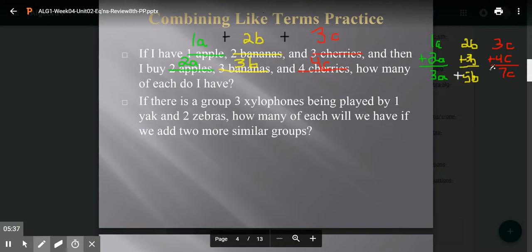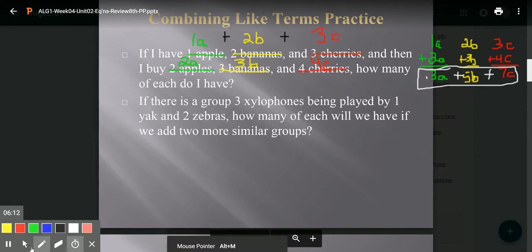And since we have all of these things, apples and bananas and cherries, we can put the plus signs between them, but then we don't combine them. 3 apples plus 5 bananas is not 8 bananas. 5 bananas plus 7 cherries is not 12 banaries. These are 3 different things. So this right here would be our solution. This would be our simplified expression with the like terms combined.